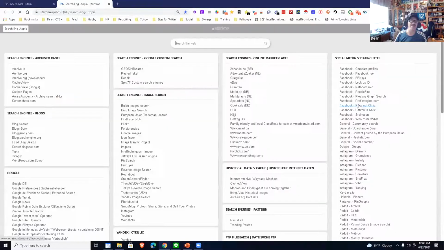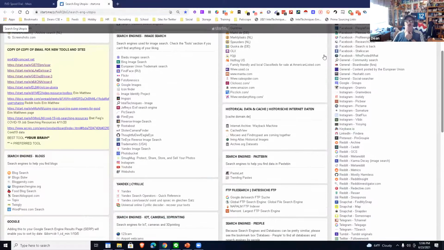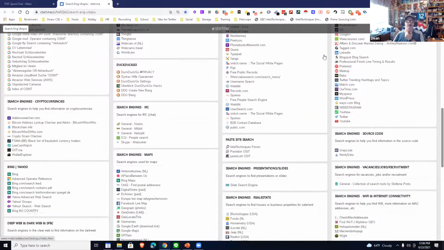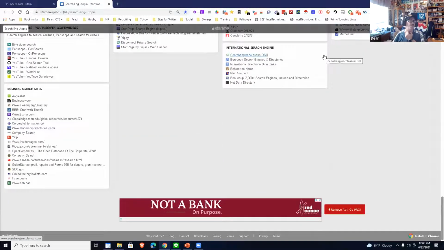Most of you are familiar with my SSAR page, search, staffing, searching, sourcing, and recruiting. This is the search engine utopia page. These are all search engines that exist out there in the world. And this is not all of them. This is just all the ones I've put on here.